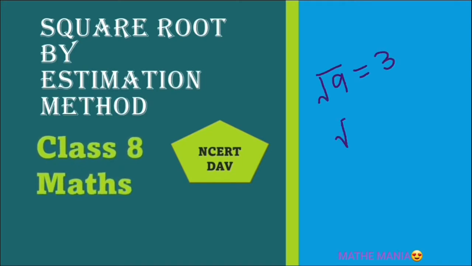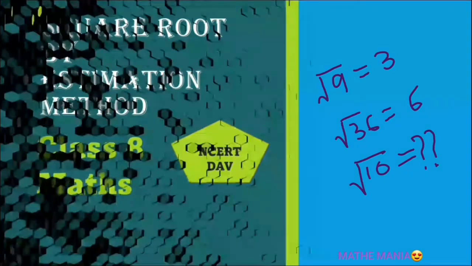Today we are going to discuss the estimation method of finding the square root of a number. By this method we can find an approximate value of the square root of any number. In my first example I have taken the number root 90.